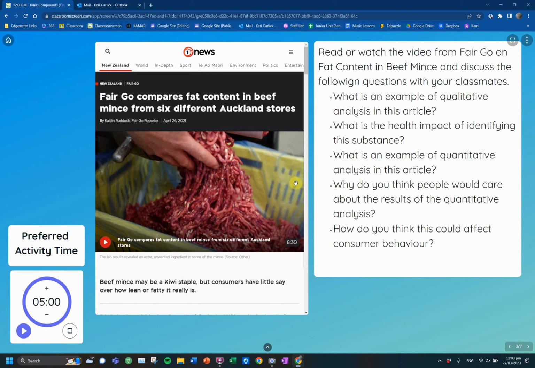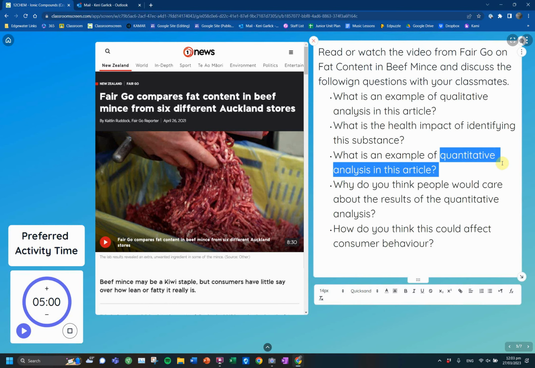All right, so looking at this FairGo article about mincemeat, first thing, what is an example of the qualitative analysis in this article? They were identifying two things. One of them was a qualitative thing, one of them was a quantitative thing. So if I'm thinking about percentage of fat, that's one of the things we were trying to identify, that is an example of the quantitative analysis. So we're asking what is the quantity of fat.